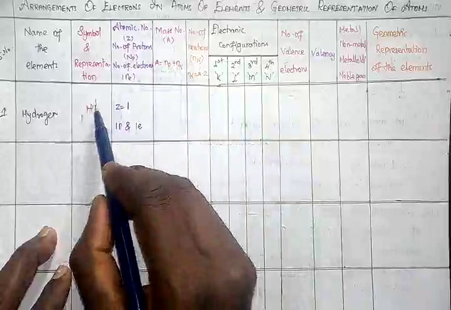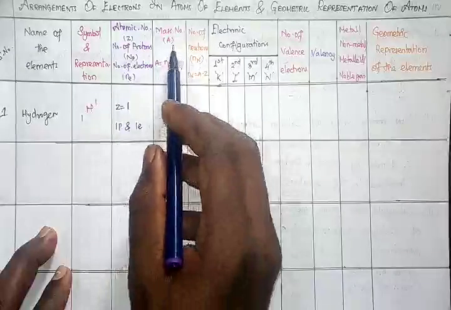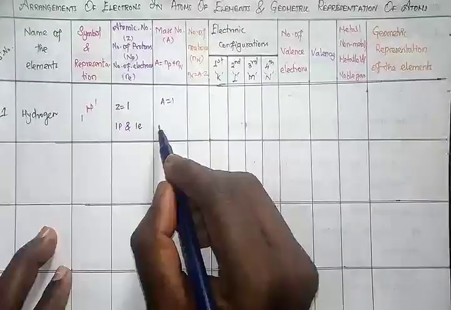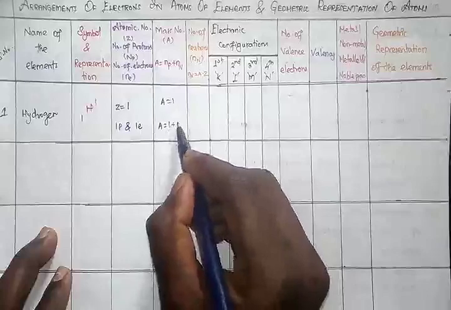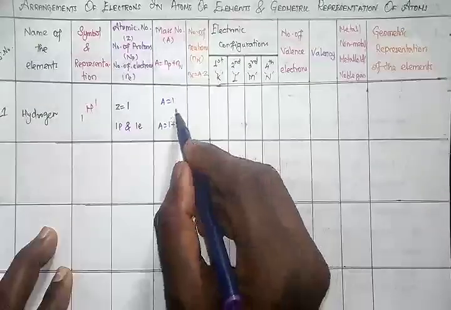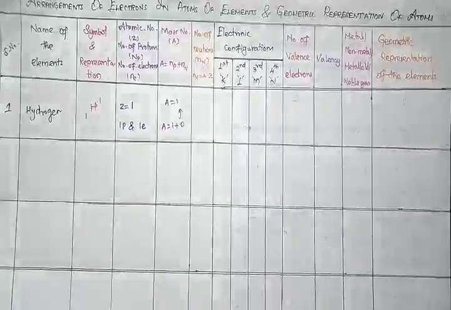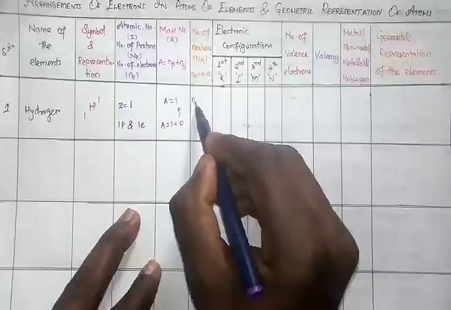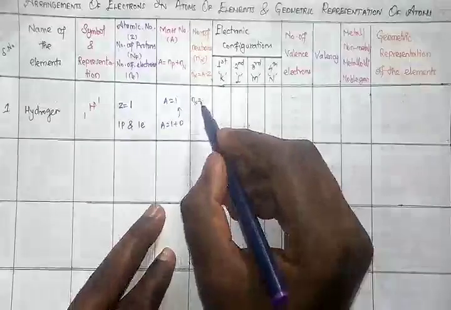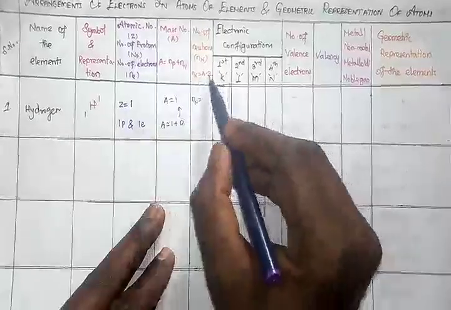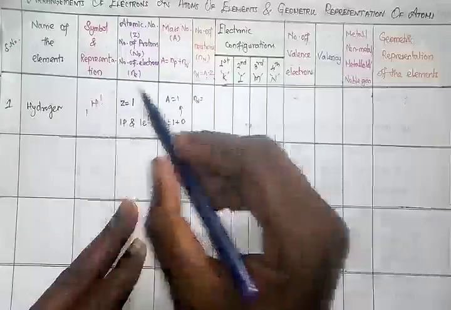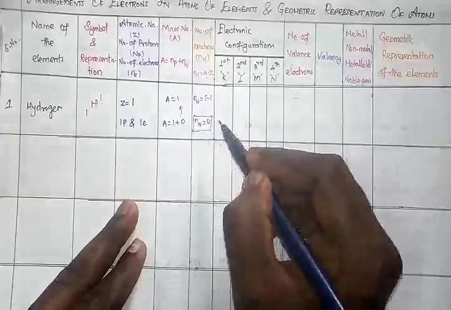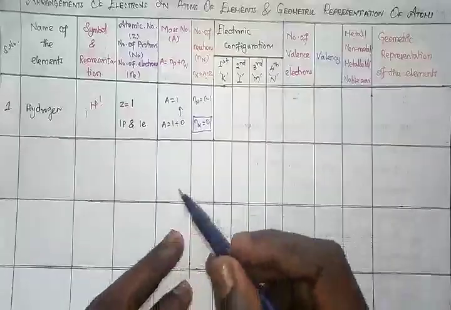So what is the mass number? The top number is called the mass number. So A is 1, which means it consists of only 1 proton. It has 0 neutrons. The atomic number is 1 here, the mass number is 1 here. How do you find the number of neutrons? Number of neutrons is A minus Z. So A is 1, Z is also 1, so 1 minus 1, number of neutrons is equal to 0. So in the periodic table, only one element has no neutrons, that is hydrogen.